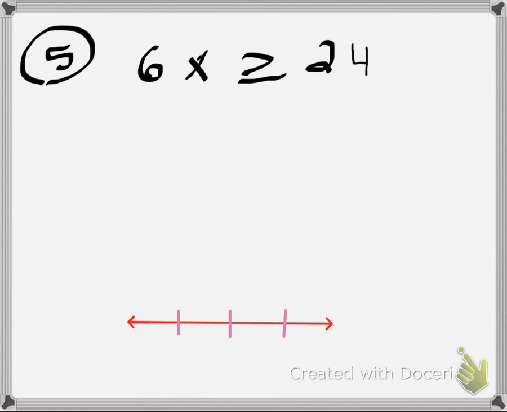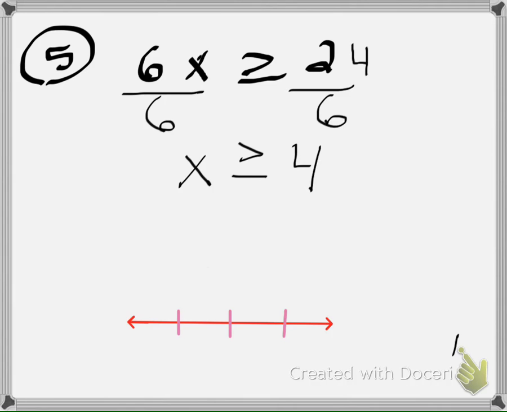Number 5, copy it down, stop the recording, and start it again when you've done it. Okay, this time to get x by itself, I have to divide by 6 on both sides. That's going to give me x is greater than or equal to 24 divided by 6, which is 4. Okay, 4, 5, 3. This says greater than because it's the open part. The numbers that are greater than 4 are here. Because it has the equal to, I fill this in.